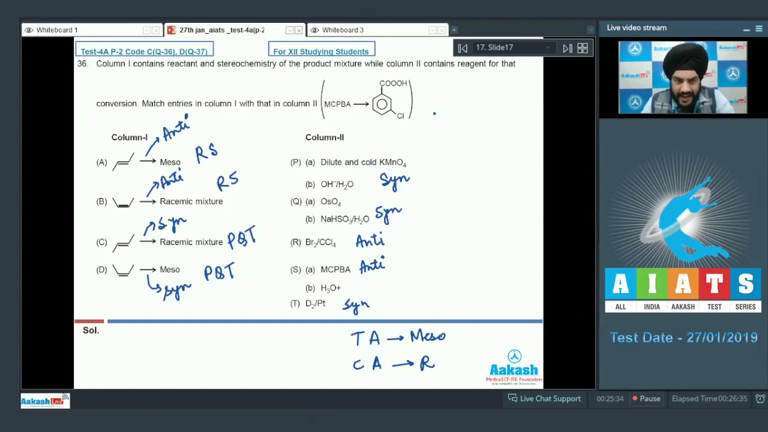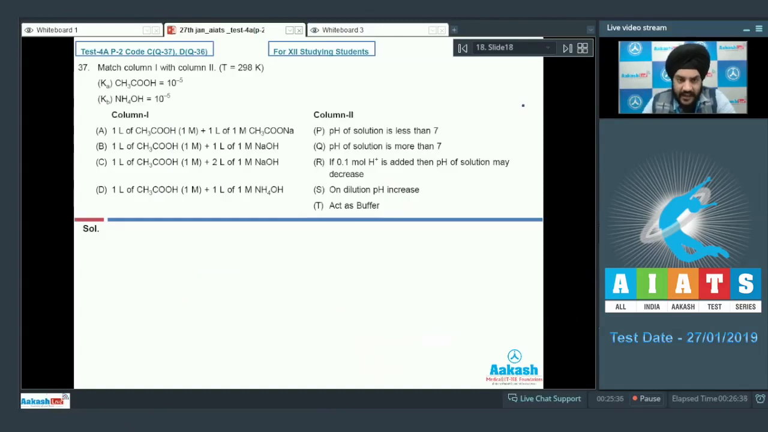Let us look at the next matrix match the column. So we have been given the Ka and Kb values of acetic acid and ammonium hydroxide. And the examiner seems to be mixing a set of acids and bases in different proportions and seems to be interested in the pH as well as the variation of the pH with different changes in the system.